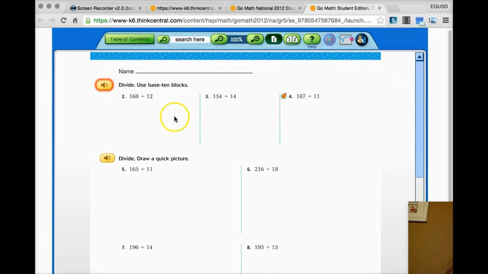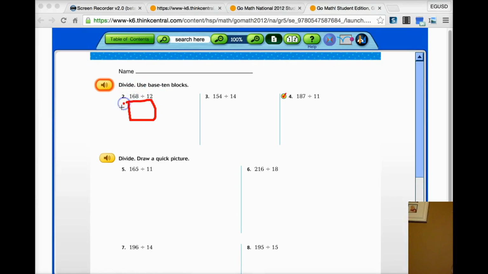Just a couple more with you before you do it on your own. And again, if you want to do this, you can also go to the little interactive tool that I showed you earlier. Okay, so let's do 168 divided by 12. Okay, so 168 divided by 12. I have to make 12, okay? It's 168. So here's 100.